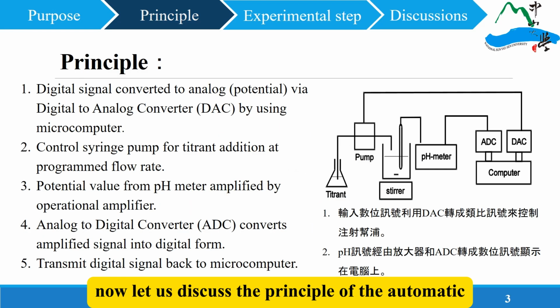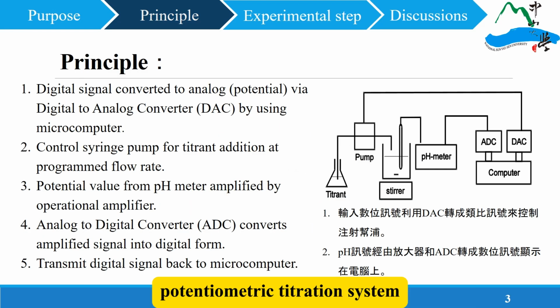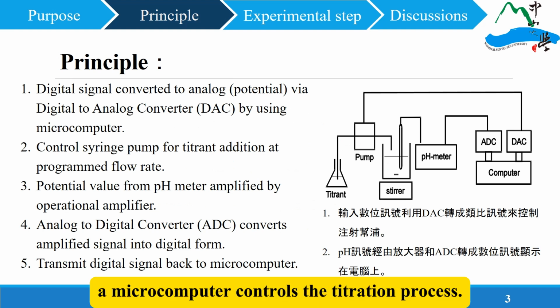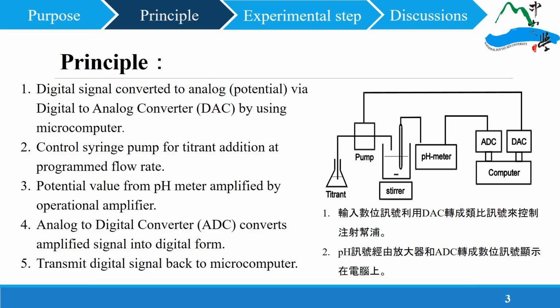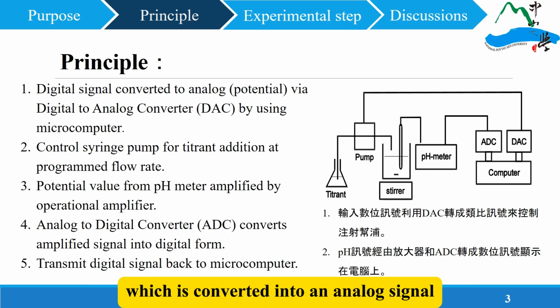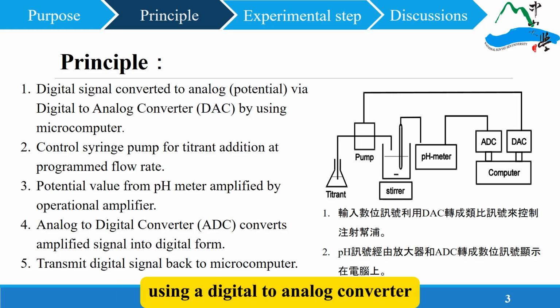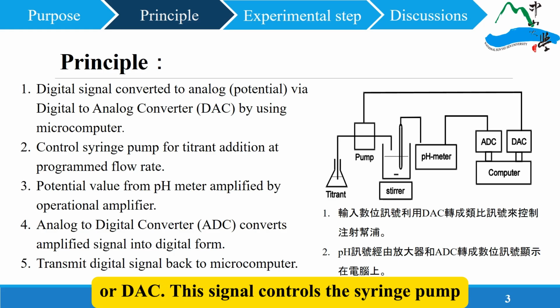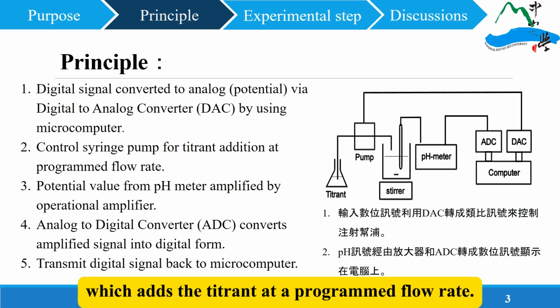Now, let us discuss the principle of the automatic potentiometric titration system. In this system, a microcomputer controls the titration process. The computer sends a digital signal, which is converted into an analog signal using a digital-to-analog converter, or DAC. This signal controls the syringe pump, which adds the titrant at a programmed flow rate.